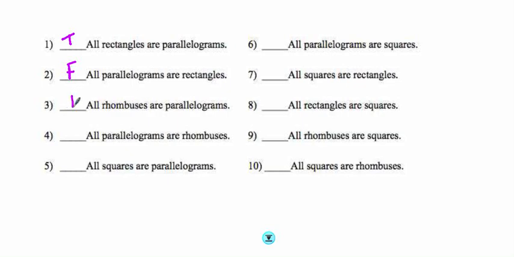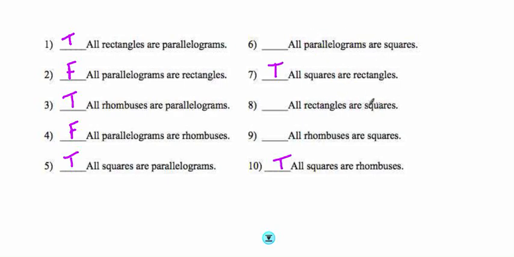All rhombuses are parallelograms, true. All parallelograms are rhombuses, false. They don't necessarily have the 4 congruent sides. All squares are parallelograms, this is true. All squares are rectangles, this is also true. And all squares are rhombuses. All of these are true because the squares have all of the characteristics, but the reverse is not necessarily true.